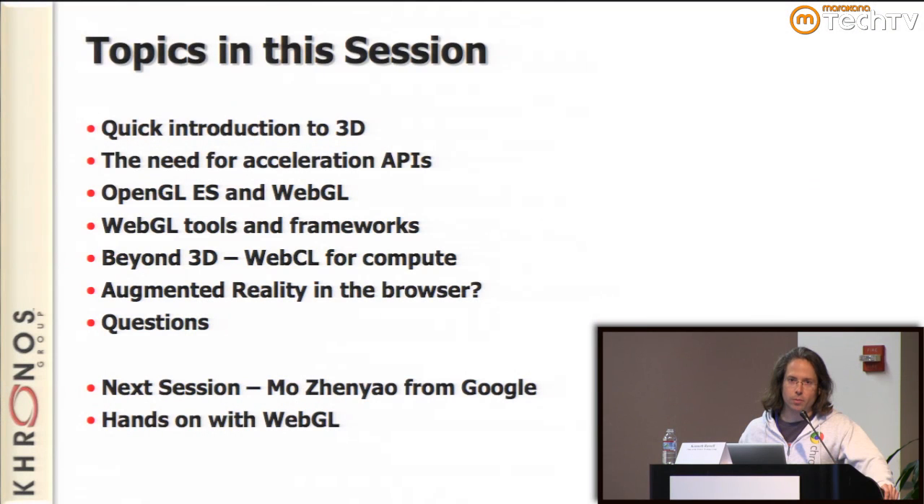And the topic that I would like to talk to you about today is the ecosystem around WebGL and WebCL, which are two of the graphical and compute acceleration APIs that Khronos is developing for the web.